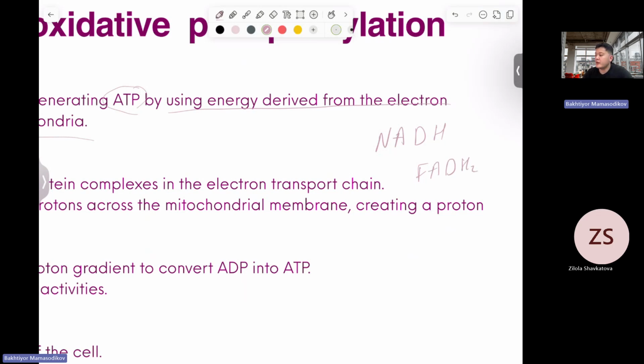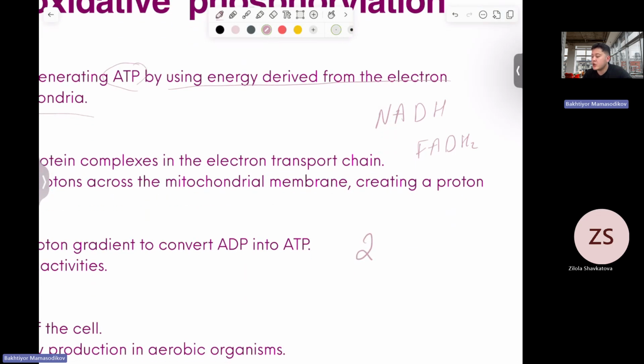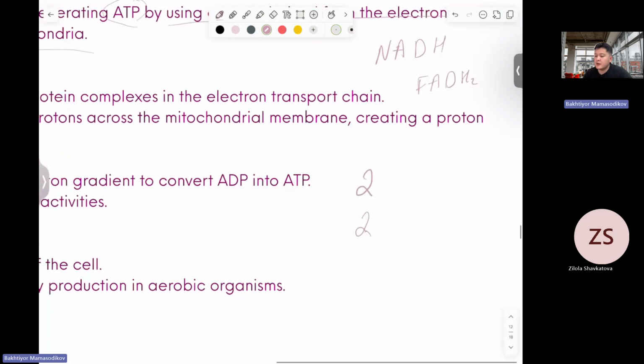We made 2 NADH, right? During the glycolysis, we made 2 NADH. During the PDC, we made 2 NADH. During the Krebs cycle, we made 6 NADH, right? What about FADH₂? FADH₂, we made only in the Krebs cycle, only 2 FADH₂, right?